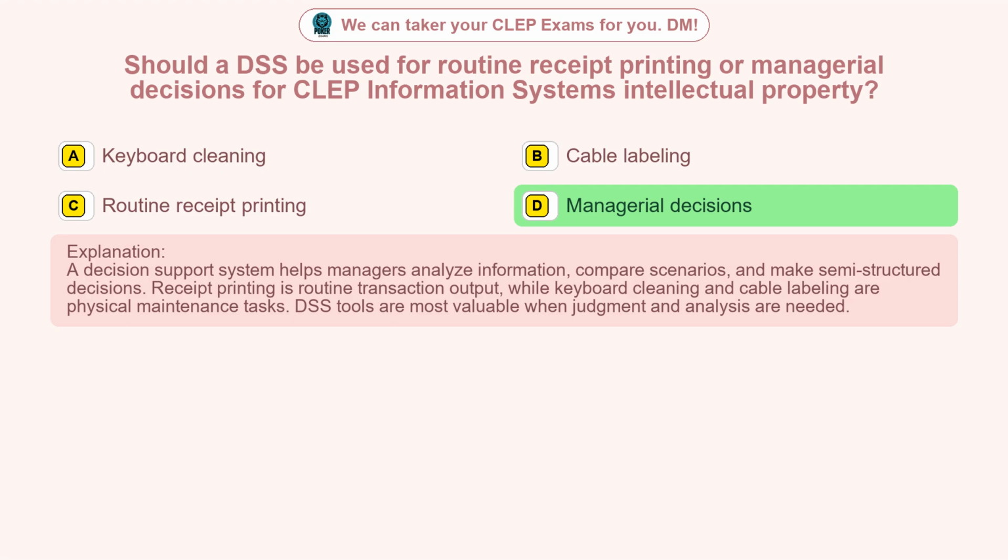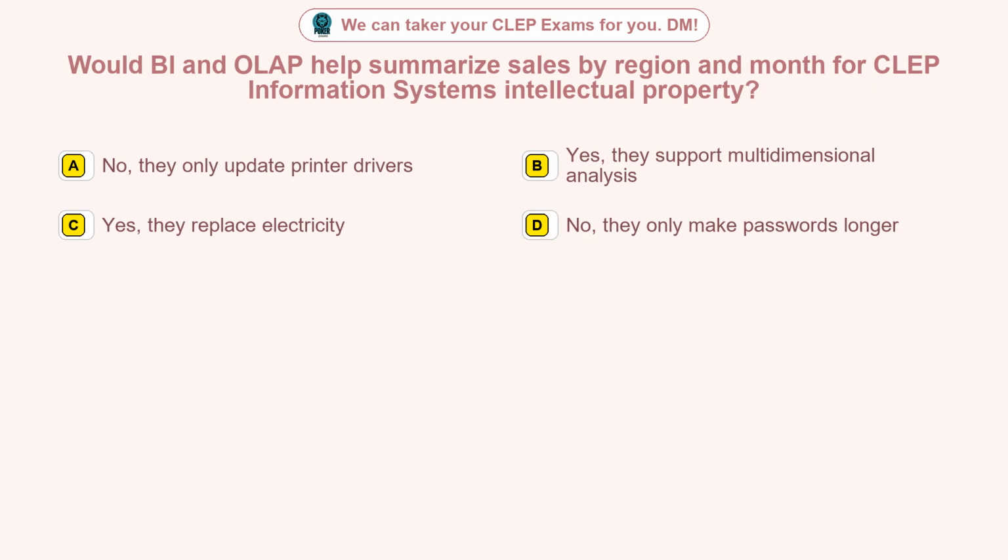Receipt printing is routine transaction output, while keyboard cleaning and cable labeling are physical maintenance tasks. DSS tools are most valuable when judgment and analysis are needed. Question 9. Would BI and OLAP help summarize sales by region and month for CLEP Information Systems intellectual property?